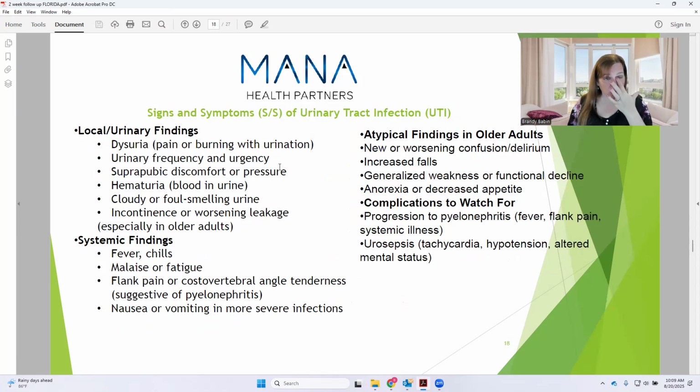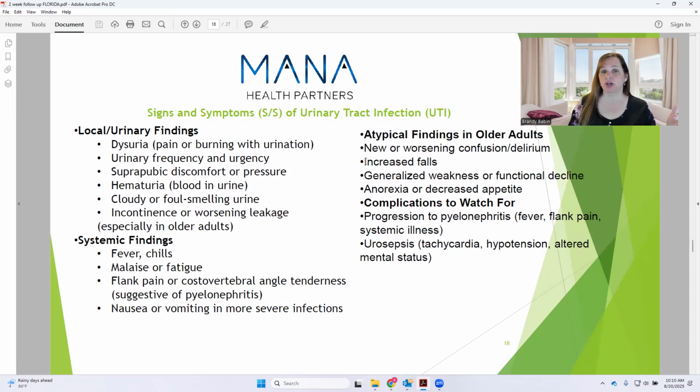UTI, so local or urinary findings. So patient complains of dysuria and urinary frequency with urgency, denies any suprapubic discomfort or pressure, no hematuria noted, no foul or cloudy urine. Patient has incontinence. So we will obtain a urinalysis with a culture and sensitivity to rule out a urinary tract infection.